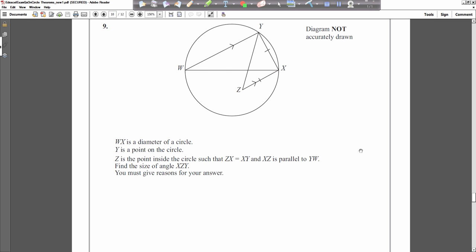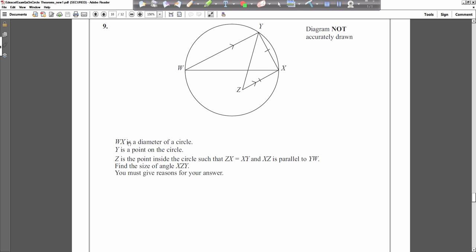Right, what can we say about question number 9? It says we have WX is the diameter. That's a very important piece of information that WX is the diameter. Can you tell otherwise that it's the diameter, by looking at the diagram? It looks like the diameter, but can you be sure it's the diameter?